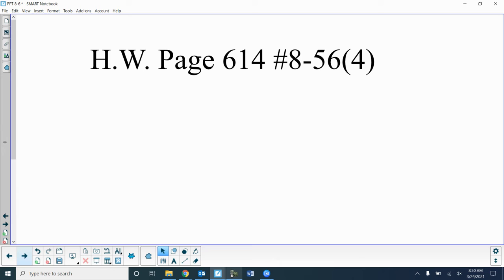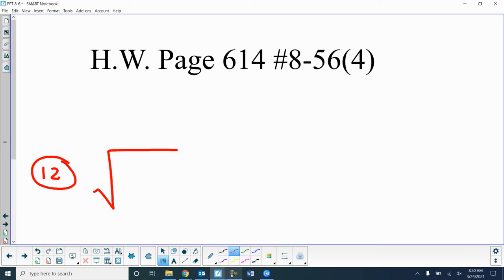Let's look at that one. Because this one you're going to have to do your factor tree stuff. We had x, the 4th root, and then 12, 4, and 3.